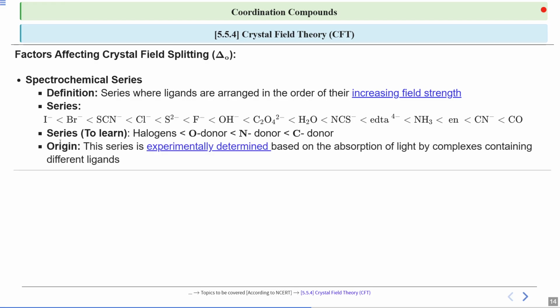And what is the origin of this spectrochemical series? This series is experimentally determined based on the absorption of light by complexes containing different ligands. So we didn't get this series from anywhere else; we did experiments, from which we got the experimental data. The series is determined experimentally based on the absorption of light by different complexes which contain different ligands, so we arrange these ligands in the order of the absorption of light.